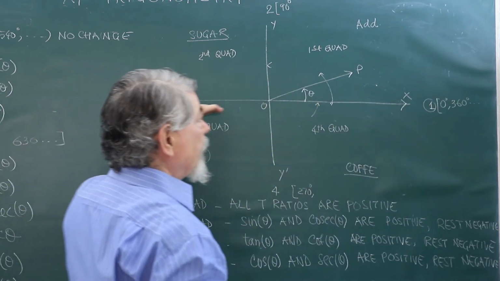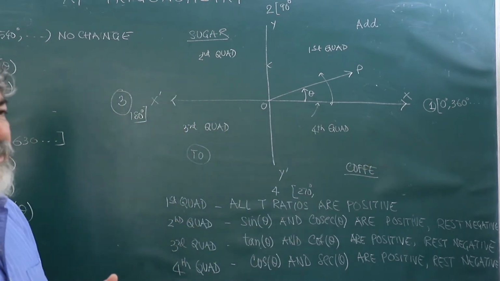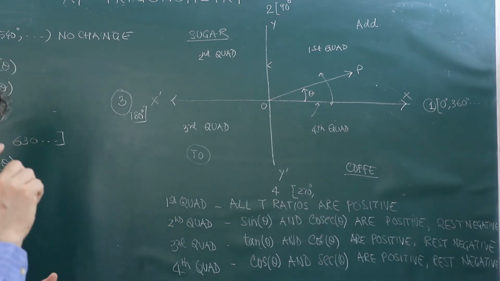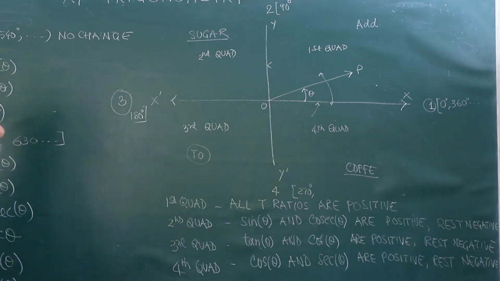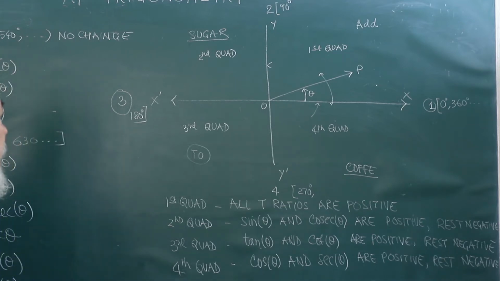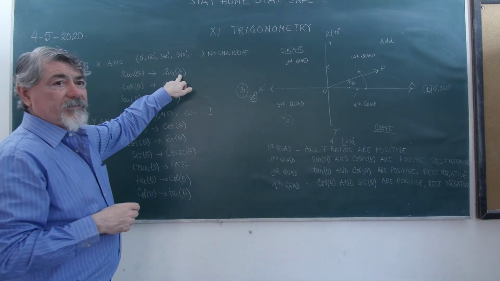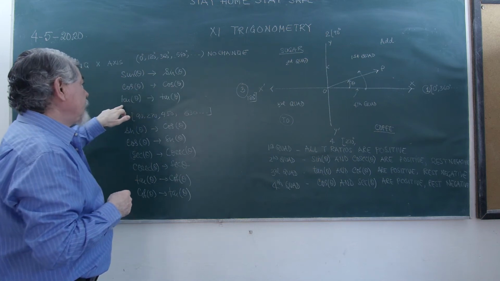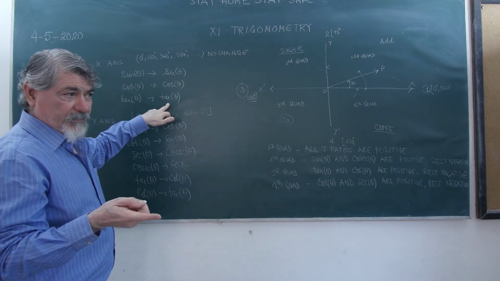So along line 1 and line 3, that means 0, 180, 360 plus 720, like that. If it keeps coming like that, that means multiples of pi. If they are multiples of pi, then you will realize that the sine will remain sine. Sine theta will remain sine theta. Cos theta will remain cos theta. Tan theta will remain tan theta. And similarly, the remaining 3 ratios will remain the same.